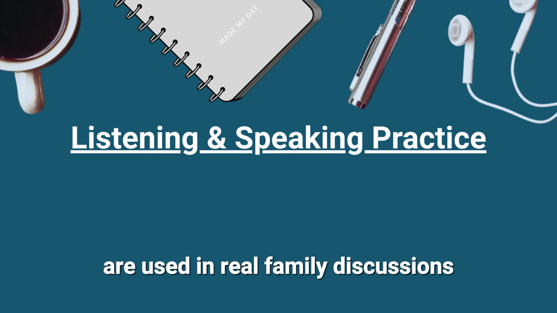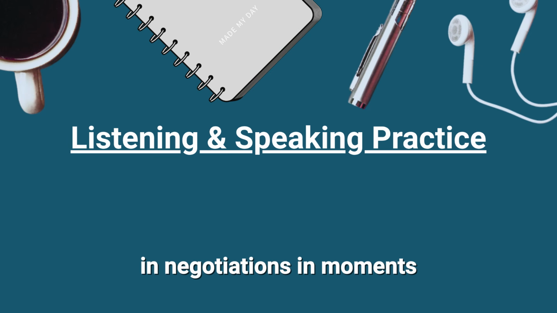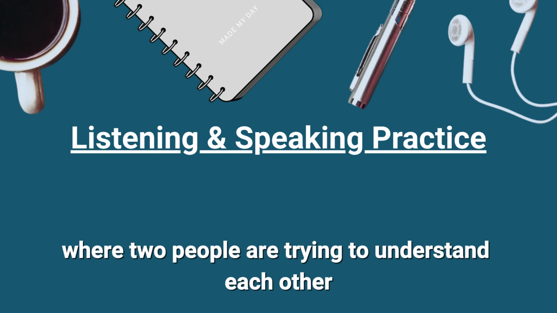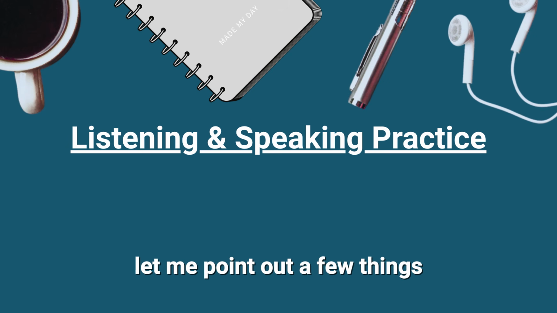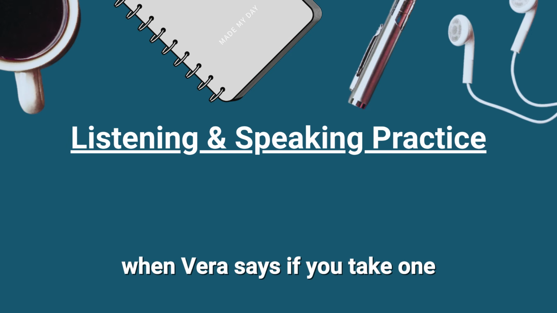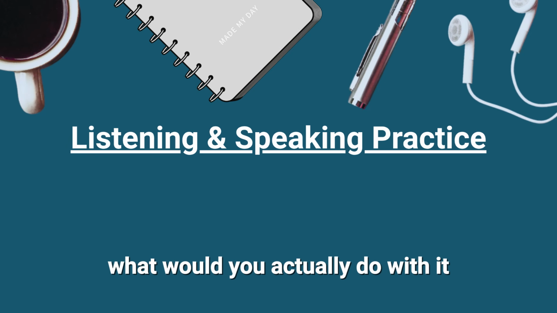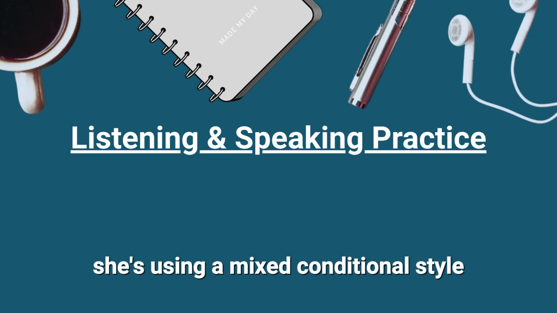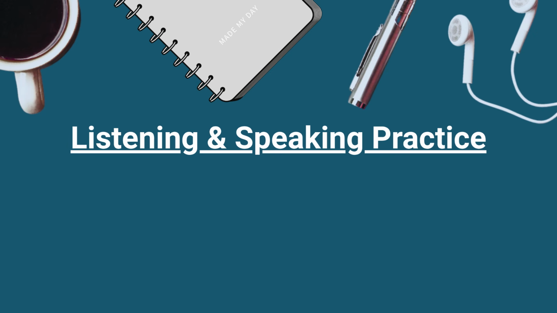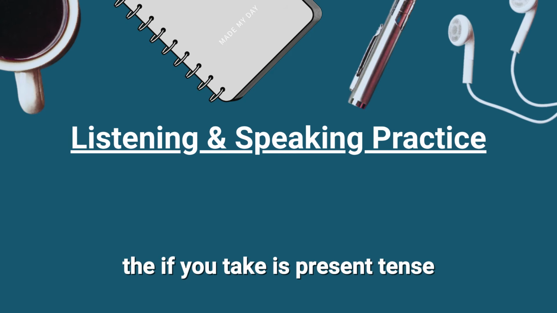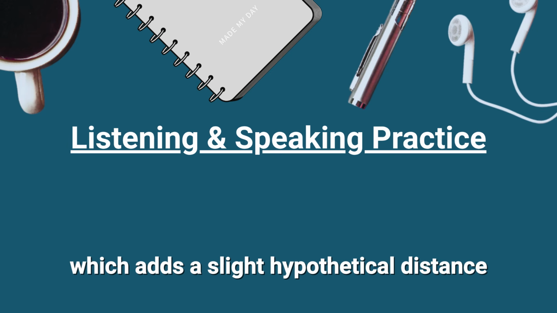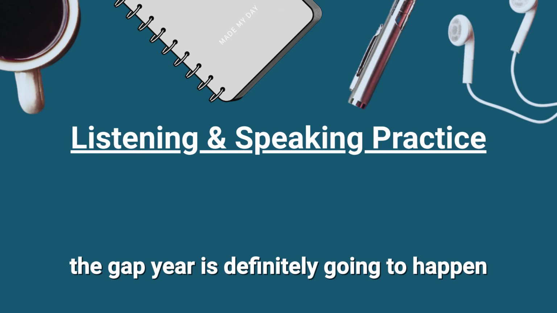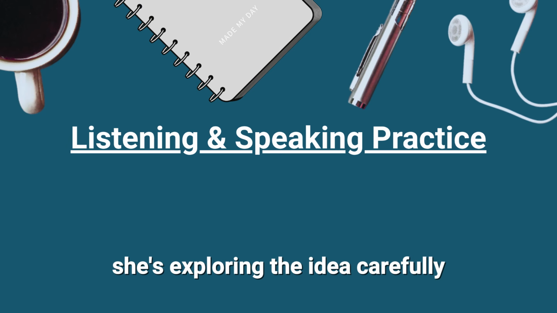There's so much warmth in that conversation, and it's also a great example of how conditional sentences are used in real family discussions, in negotiations, in moments where two people are trying to understand each other and find common ground. Let me point out a few things. When Vera says, "If you take one, what would you actually do with it?" she's using a mixed conditional style. The "if you take" is present tense, but "what would you do" uses would, which adds a slight hypothetical distance. She's not saying the gap year is definitely going to happen. She's exploring the idea carefully.